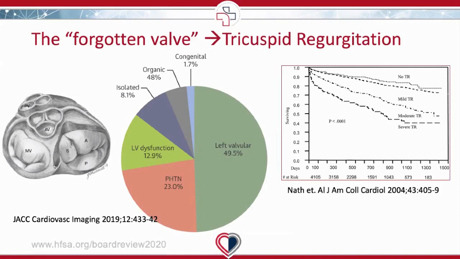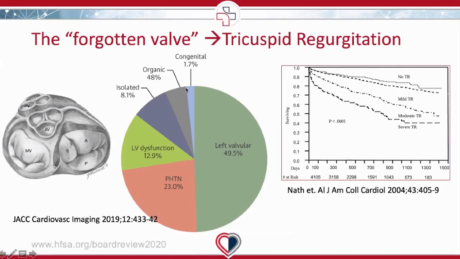Remember, the tricuspid annulus is a saddle-shaped ellipsoid, and it will often not return to normal despite relief of RV overload. And you'll see in this study by Nath and colleagues that the severity of TR is obviously associated with poor outcomes, with moderate to severe TR having very low survival. So it's just sort of a marker of badness.